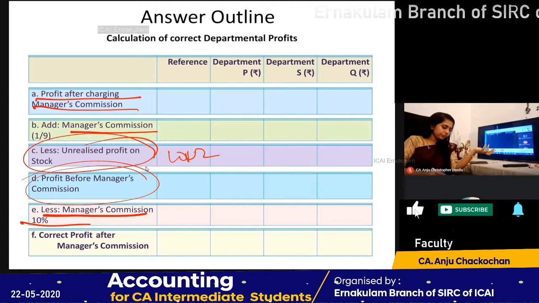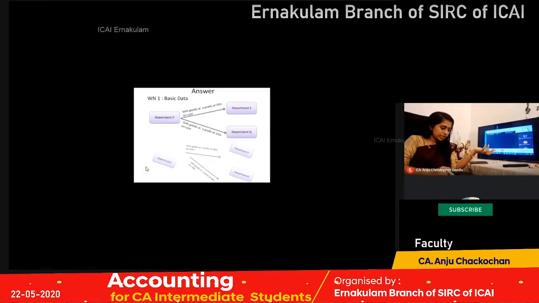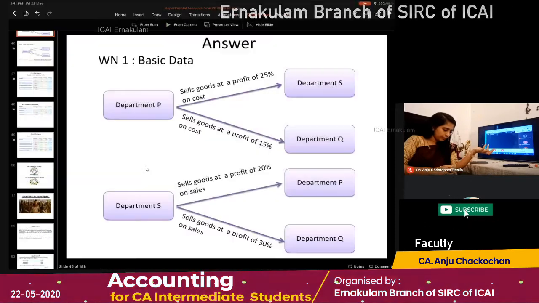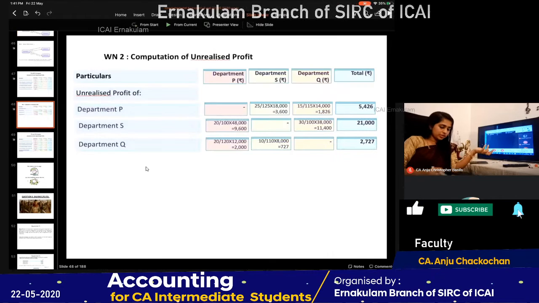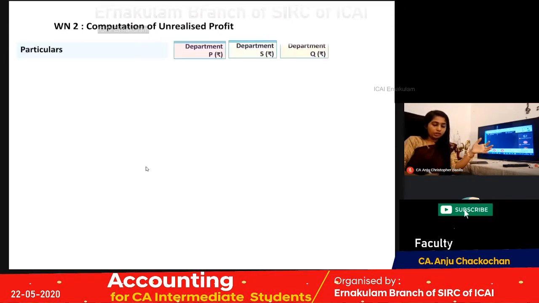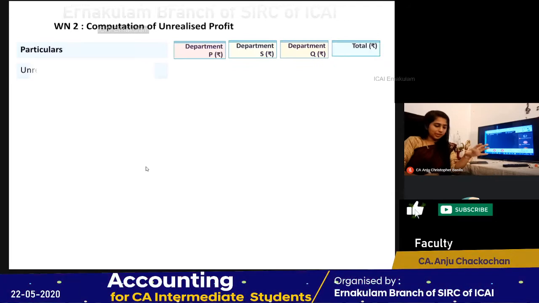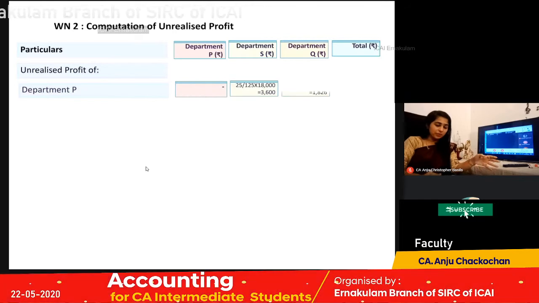All right, so we'll also see through these steps, steps as in to compute the stock reserve. How to compute the stock reserve for all 3 departments, and the total column also, the unrealized profit. How much was the stock lying in the different departments multiplied by the profit percentage.